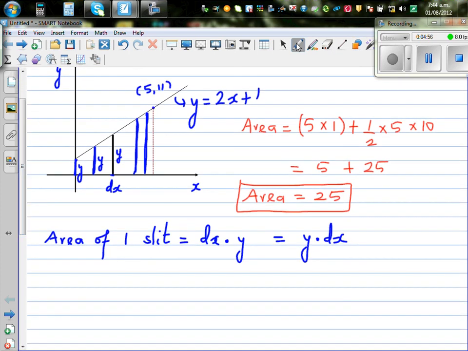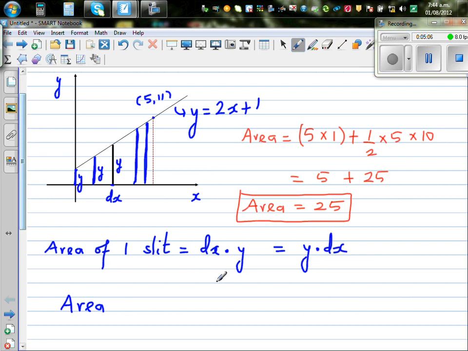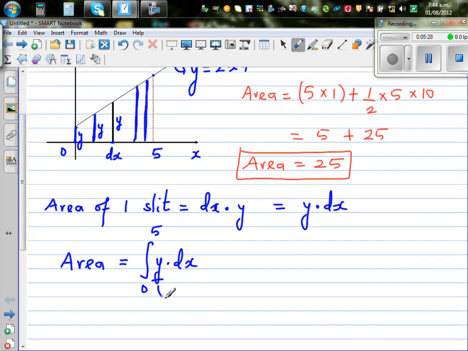So that's where integration comes into place. The area of this same thing can also be found by integrating all the rectangles between 0 to 5. So this is how you write definite integration from 0 to 5 of y dx, where your y is going to be your height.